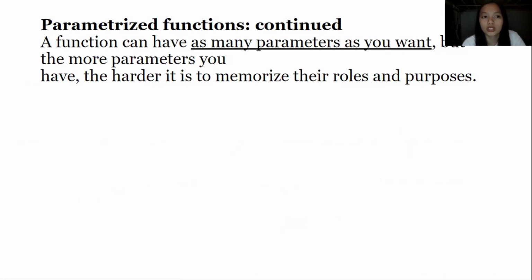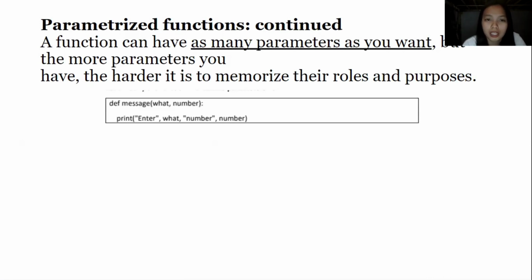Parameterized function, continued. A function can have as many parameters as you want. However many you want is okay. But the more parameters you have, the harder it is to memorize their roles and purposes. So even if there are many, it's okay, but you will be the one who has difficulty. Example.